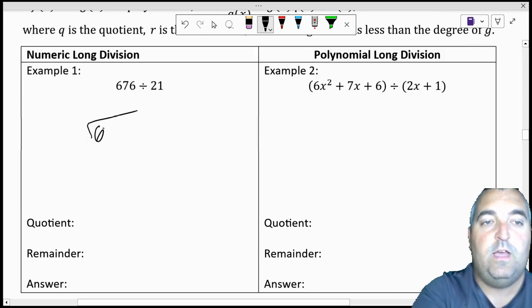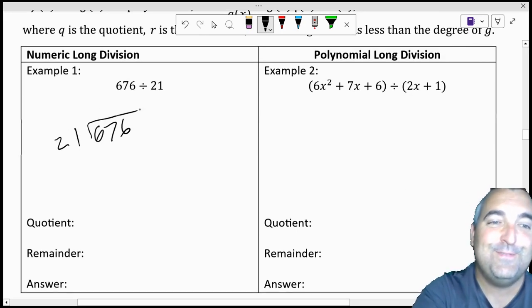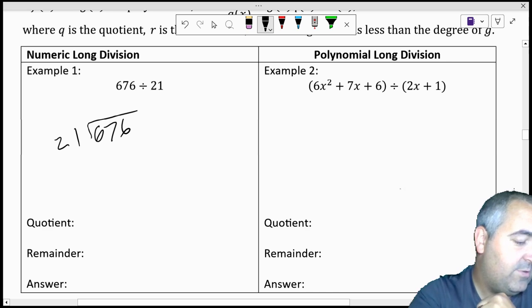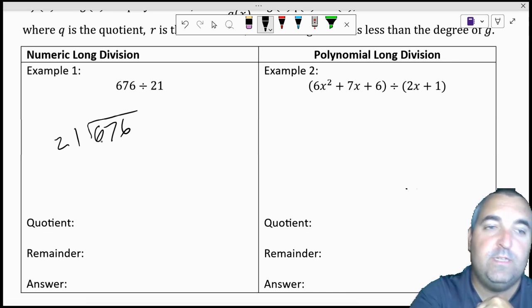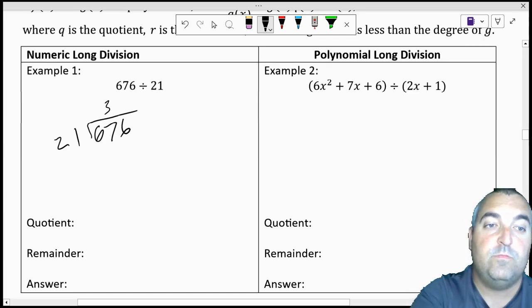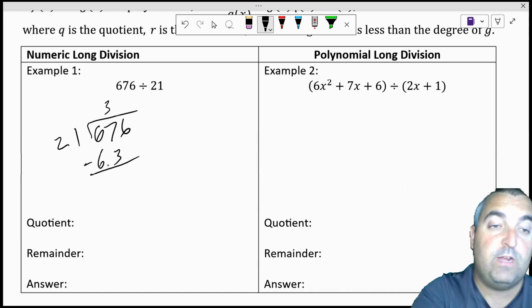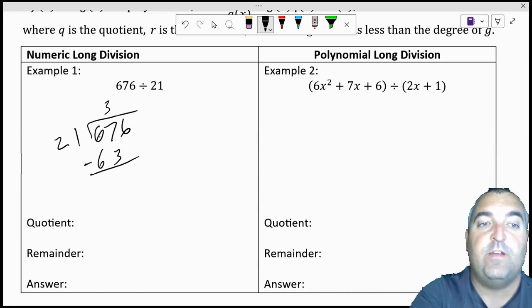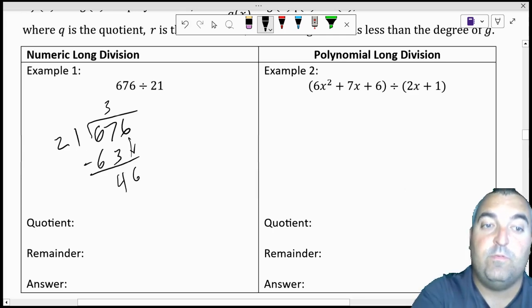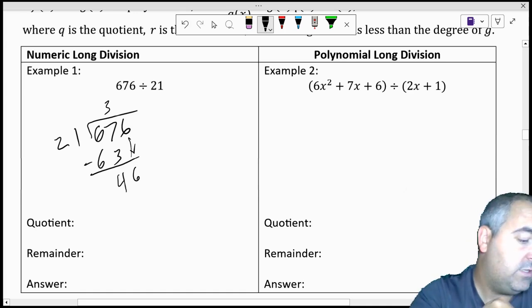So remember, the first number goes inside the house, the second number goes outside the house, right? And then we're just thinking, okay, 21 doesn't go into 6, but 21 goes into 67 3 times, right? And then we multiply. So 1 times 3 is 3, 3 times 2 is 6, 63, and then we subtract. So that's the algorithm, right? Figure out how many times it goes in, put that number on top, multiply, subtract. Then bring down what we got left. Then do the process all over again.